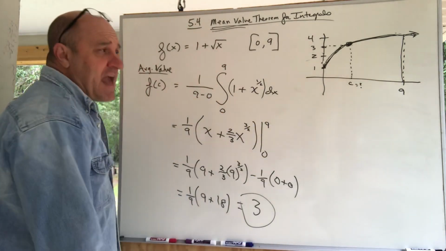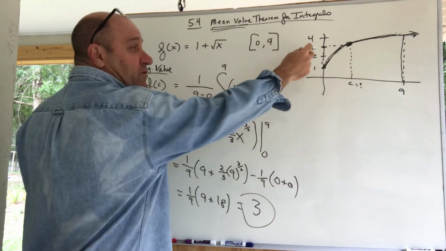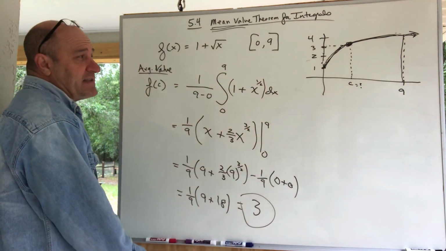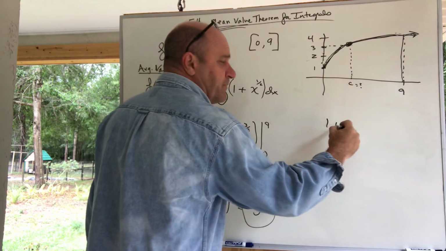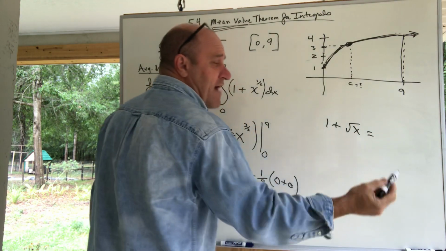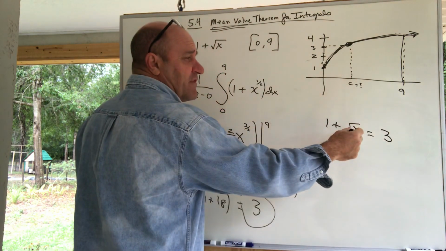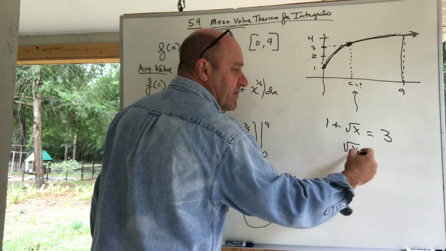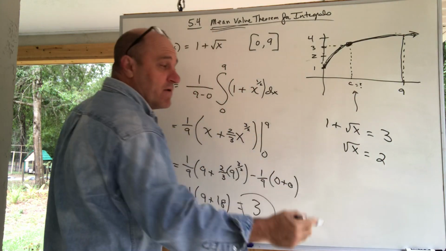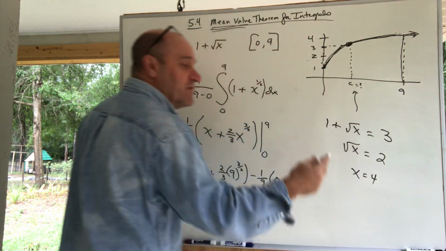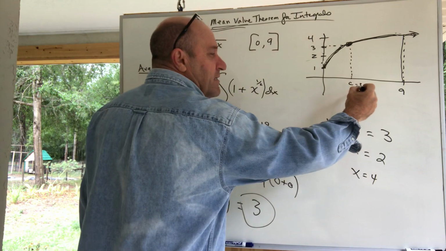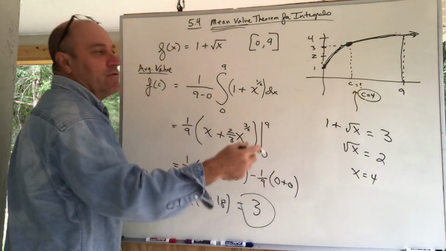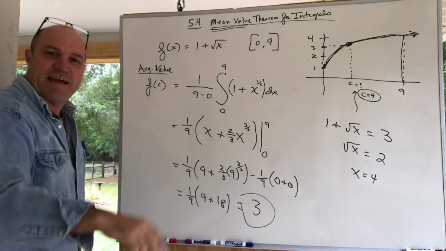So now you're looking for the x value when the function has a y value of 3. That's not difficult. That's algebra. I'm looking for when the function has a y value of 3. I'm looking for that x value. So that's easy. Subtract 1, the square root of x equals 2. Square both sides, x is 4. So the c value guaranteed by the mean value theorem is 4. c equals 4 is the x value that you plug into the function to get that average height.